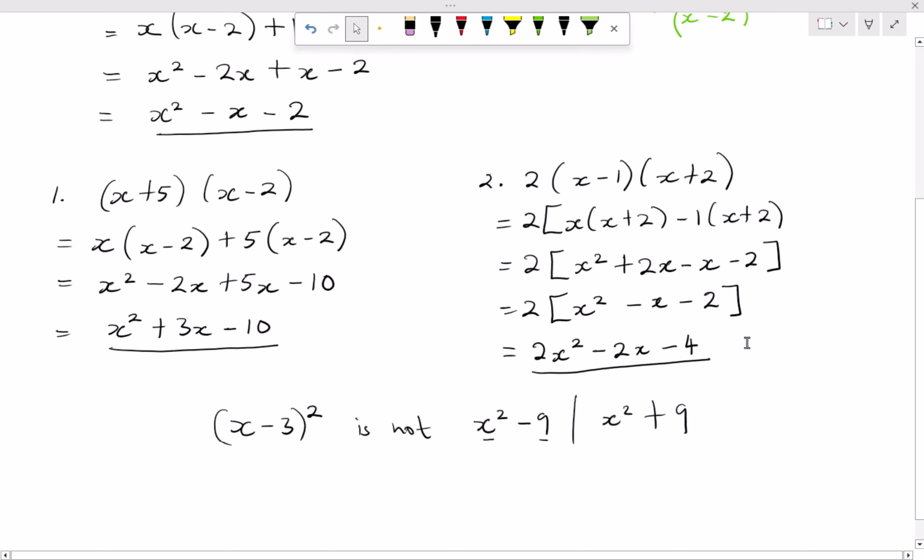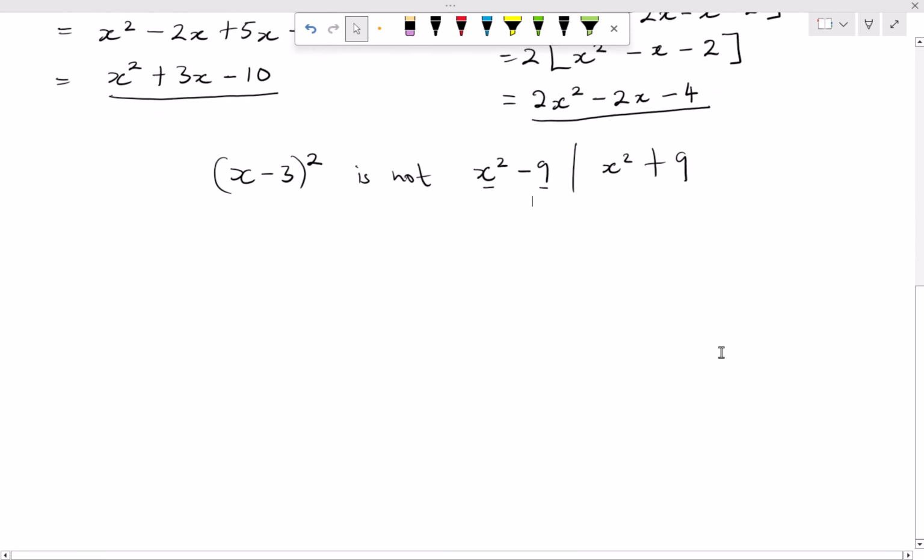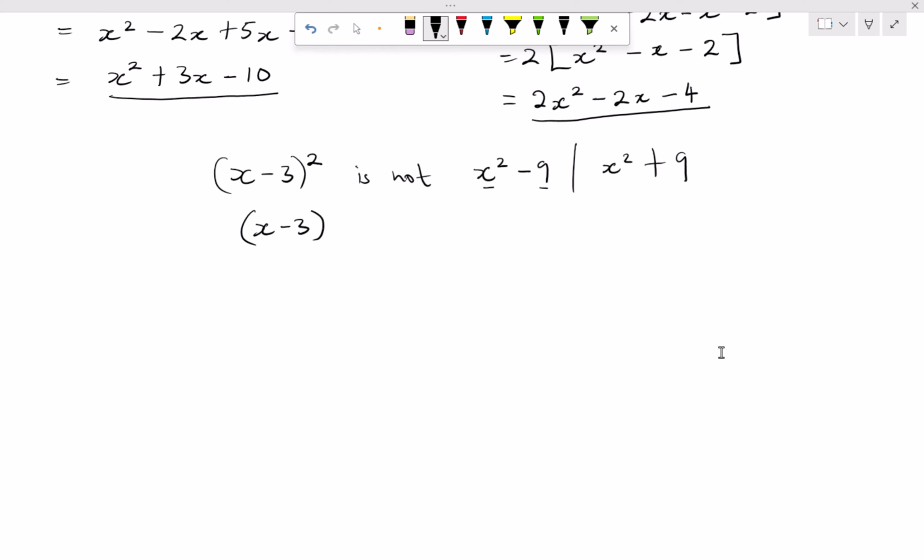Remember, we just do what we were doing, whereby we are saying x minus 3 squared is the same as x minus 3 and x minus 3. Now, if we expand, remember the first term multiplies everything in the second bracket, plus the second term multiplying by everything in the bracket.